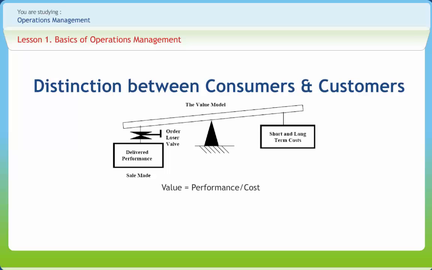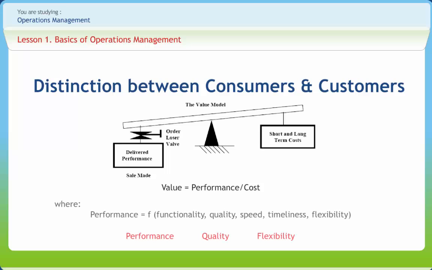Value equals performance over cost, where performance equals F, which stands for functionality, quality, speed, timeliness, and flexibility. If a company's product is compared with that of a competitor's product, the product with the highest ratio will be the most valued by the customer. This is the value equation. Flexibility is the input to the value equation relating to the ability of the operations management system to give the customer the desired product.